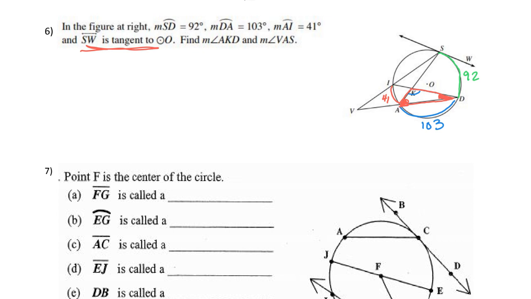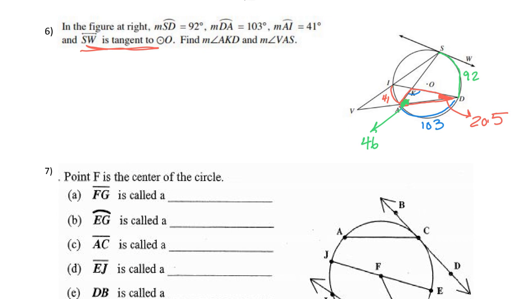Now, angle IAD corresponds to arc IA. So if this is 41, then this angle, which is IAD, should be 20.5. So here's one angle out of the three angles. Let's look at the second angle, which is angle SAD. This angle here corresponds to arc SD. So if arc SD is equal to 92, then angle SAD will be equal to half of the 92, which is 46.